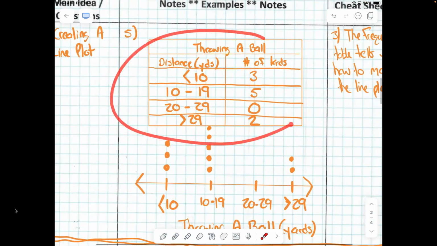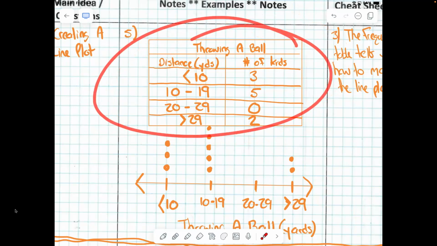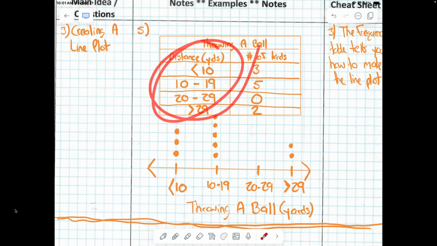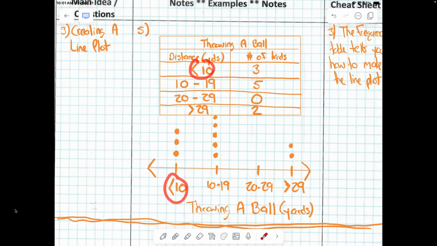What's this thing called right here? What does a frequency table help you to make? So could I take my categories in the frequency table and my frequency of things happening in the frequency table and make myself my own line plot? Yes. Does this category match this category? Yes. Do these numbers match these numbers on the line plot? Yes.